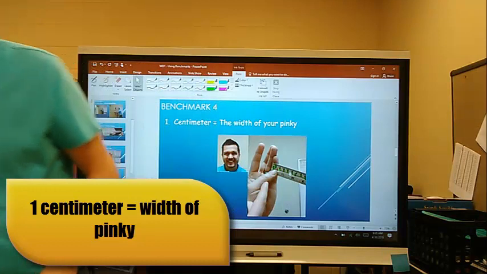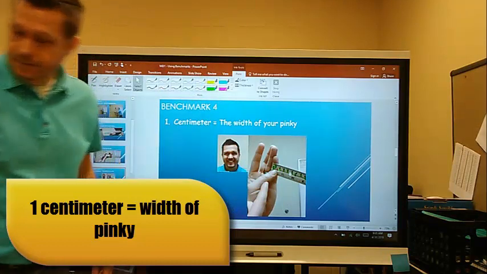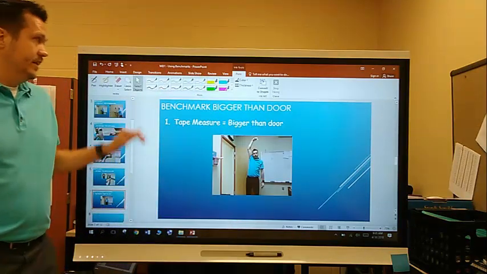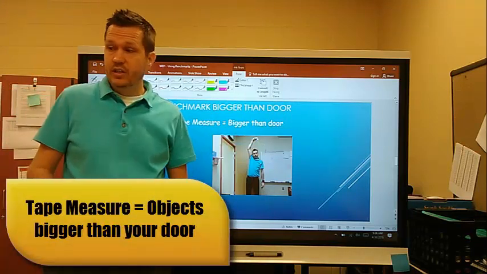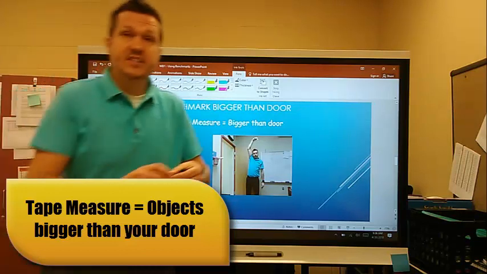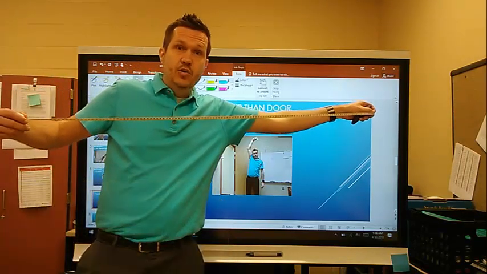Okay? And then the last thing, for any objects that are bigger than your door, you want to use a tape measure for anything that's bigger than your door.